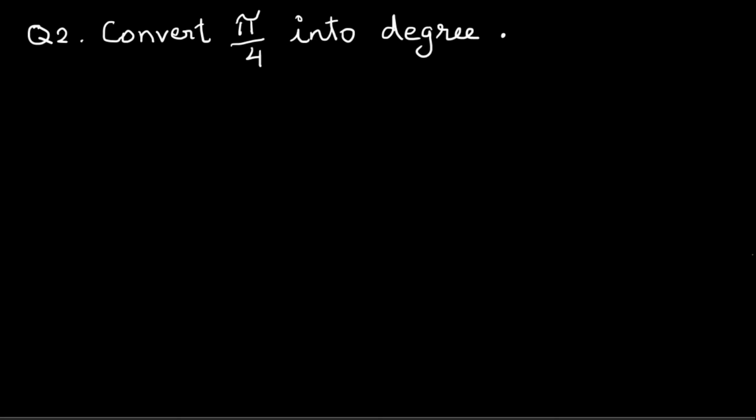Convert pi by 4 into degrees. To solve this problem, we will use the radian to degree formula. 1 radian equals 180 degrees divided by pi. Whenever you convert radian measure to degree measure, make sure that the numerator contains 180 degrees.